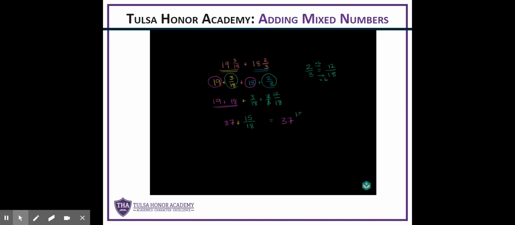And that's the right number, but we can simplify it even more. We can simplify the 15/18. Both the numerator and the denominator are divisible by 3. So let's divide them both by 3. And we're not changing the value because we're doing the same thing to the numerator and the denominator. And so this gives us, we still have our 37. But the numerator is now 5, and the denominator is now 6. So we get 37 and 5/6. 37 and 5/6. And we're done.